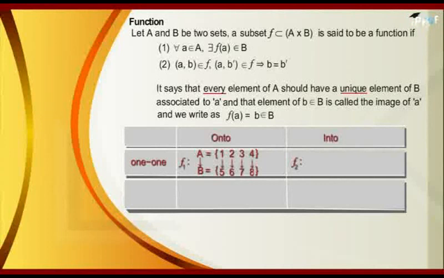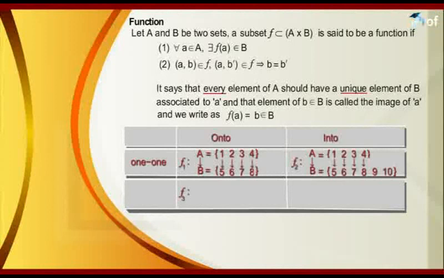Another function from A to B, where A contains 1, 2, 3, 4 and B contains 5, 6, 7, 8, 9, 10, is also a function if 1 is mapped on 5, 2 is mapped on 6, 3 is mapped on 7, and 4 is mapped on 8. This function is also one-one because 2 different elements of A are mapped on 2 different elements of B. But such a function is called into mapping because 9 and 10 in B do not have any pre-image.